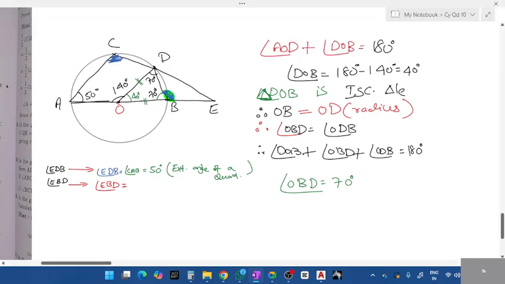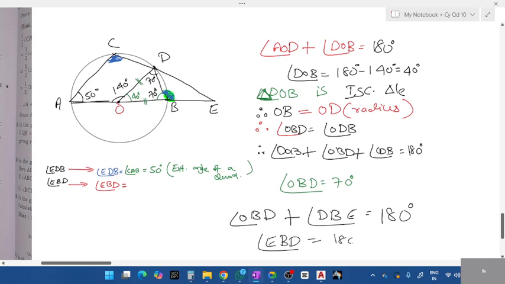So if you know how to answer, write the values, you can write the statement. Okay, it's easy to write the statement once you get the answers. So angle OBD plus angle DBE is a straight line, 180 degrees. Therefore, angle EBD is equal to 180 minus 70, that is 110 degrees.